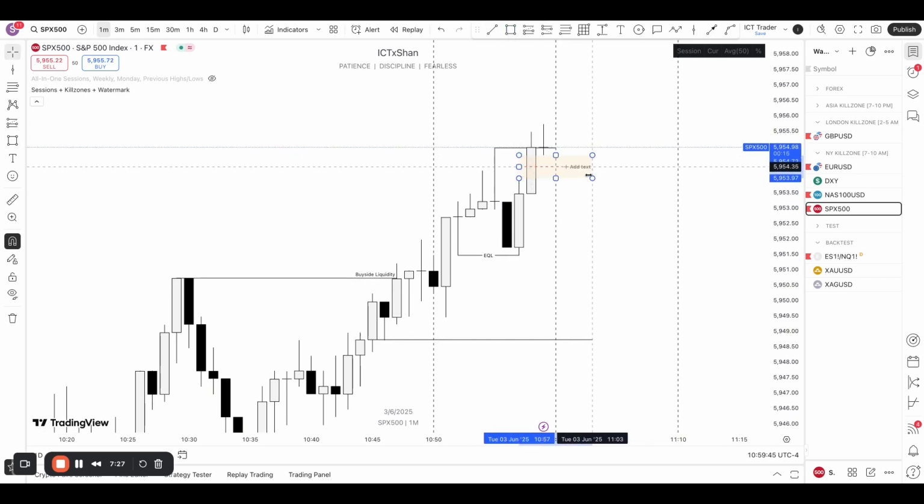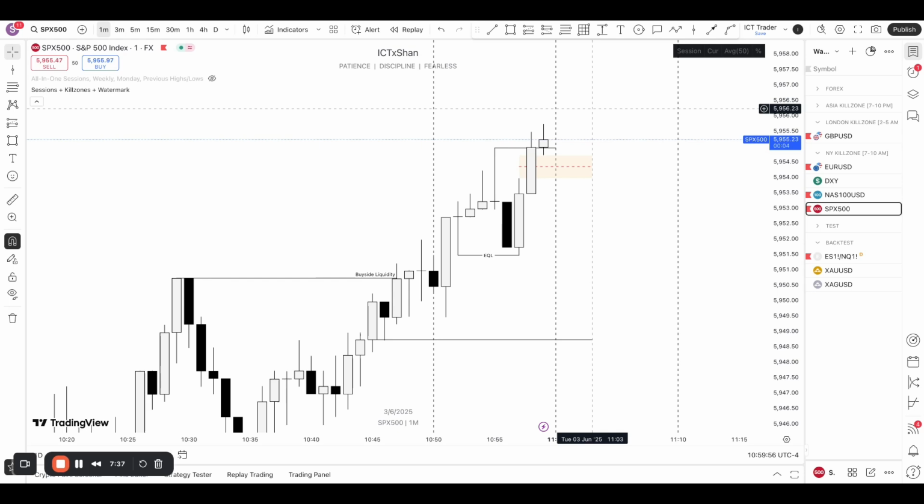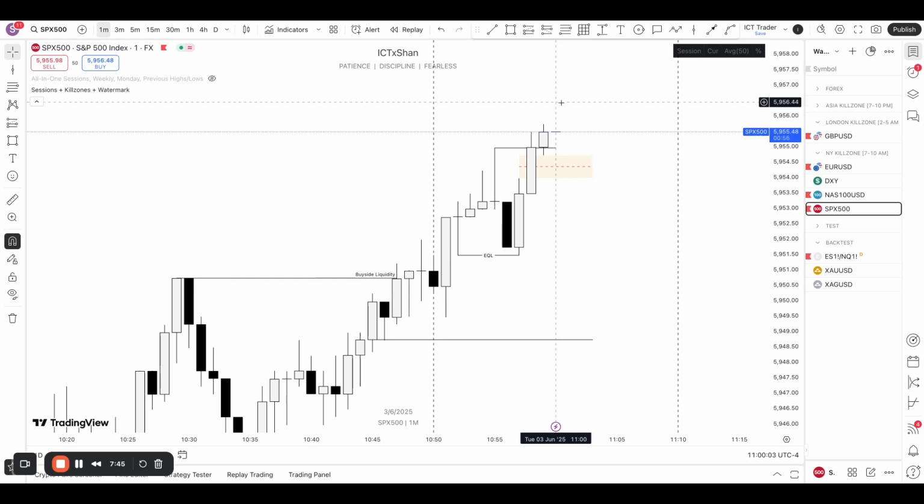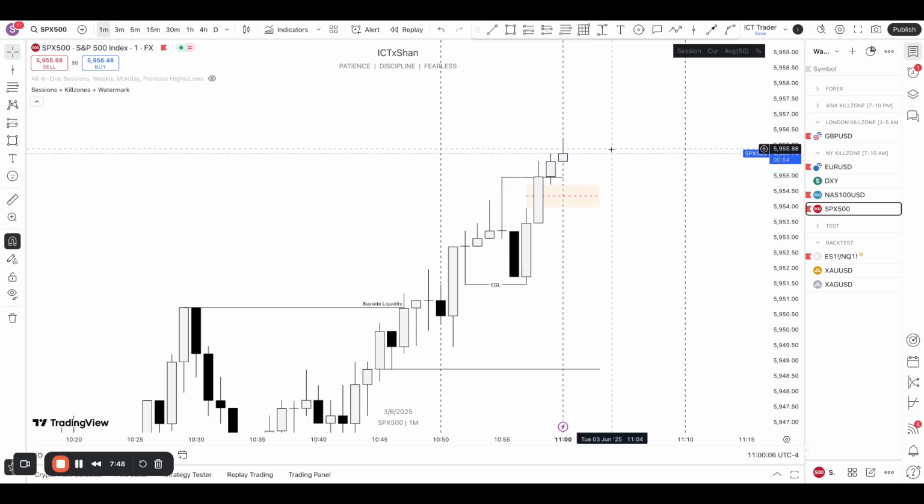Okay, the body failed to create. It's outside of the range. We'll see. 6, 5, 4, 3, 2, 1. Okay, the body creates above the previous high. Great. Let's see what NQ creates here.